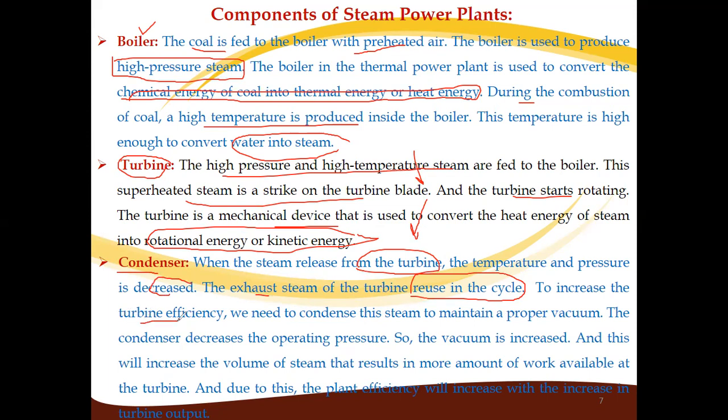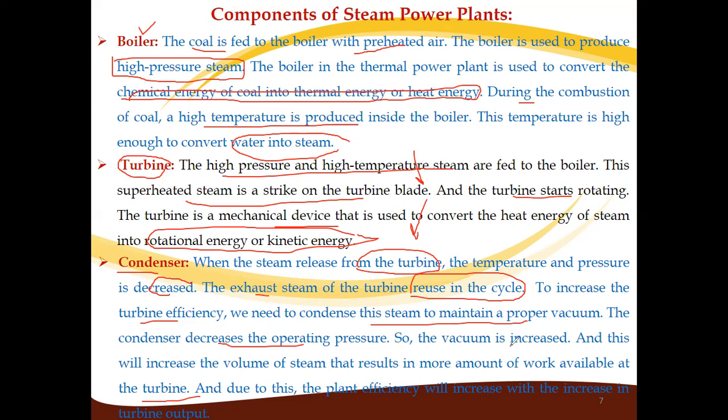Now, to use this steam, we have to convert steam into water. And for that, we require a part that is known as a condenser. So we need to condense this steam to maintain a proper vacuum, and the condensation decreases the operating pressure. So vacuum is increased, and it will increase the expansion of steam, and that results in more work from the turbine. And due to this, the plant efficiency again increases by using this condenser. So we increase turbine output, and from the turbine output, we can again increase the efficiency of the steam power plant.